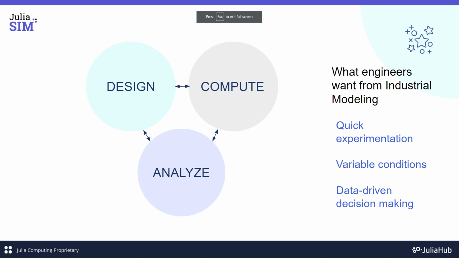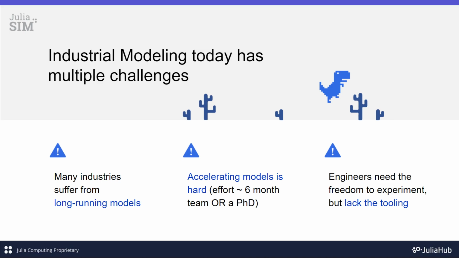This is a picture of what industrial modeling can look like, but there's often a huge challenge, and that's time. Model runtime is typically too long to perform iterative discovery cycles, and making these models faster is no easy feat. Accelerating a single model can be the labor equivalent of a PhD track, or it could take a team of experts working for 6 months. Engineers need the freedom to experiment, but right now simply lack the tooling.